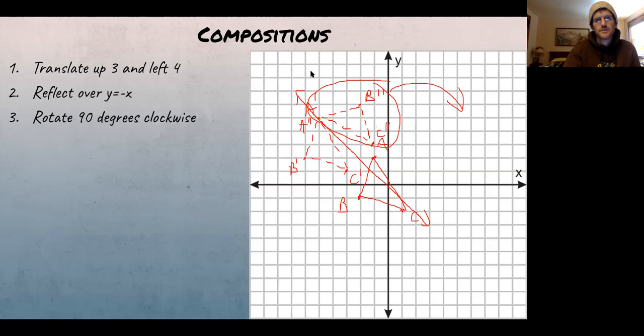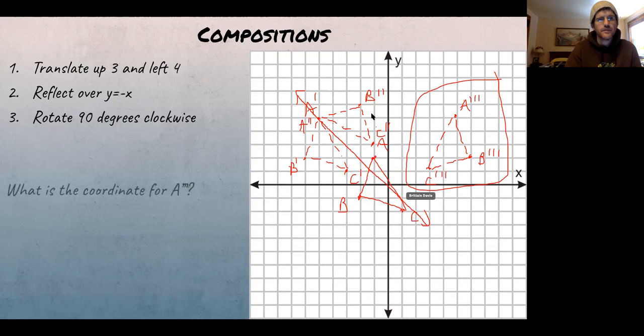Okay, so let me do that. So this point is going to end up here. We would normally use our coordinate rules for this, so I'm just going to do it pretty quickly. This one's going to be right here. And then this one is going to be right there. So when I rotate, I end up with A triple prime right here, B triple prime right here, and C triple prime right here. So this is my final figure.